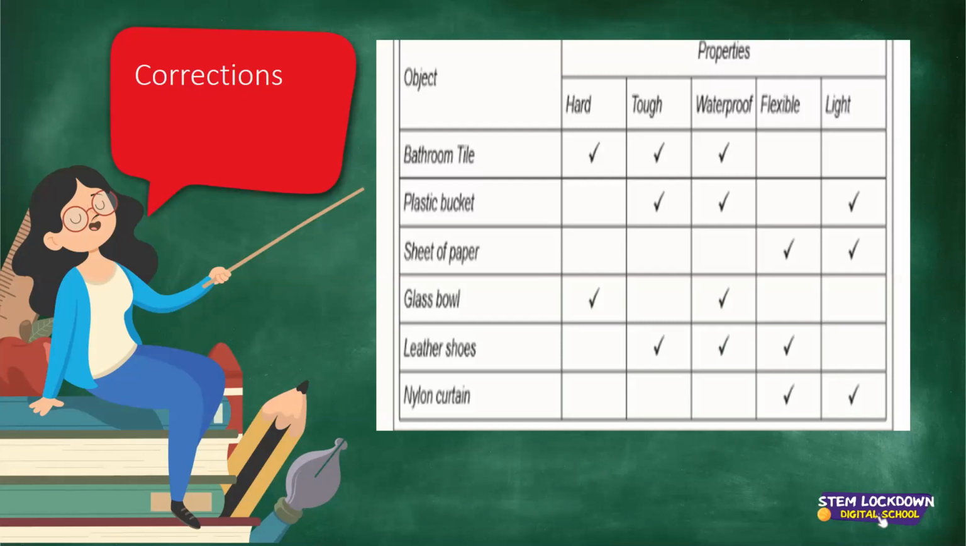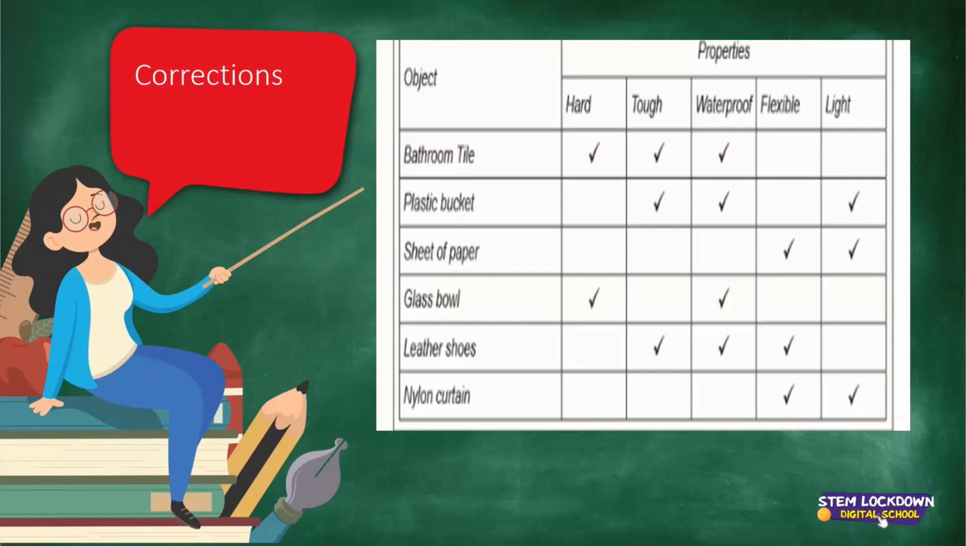And then a sheet of paper, the paper that you use to write on. Is it hard? No. Is it tough? No, because once you pull it, it tears. Is it waterproof? Absolutely not. Because right now, if you happen to spill juice on top of the paper that you're using to write on, the paper will get wet because it's not waterproof. Is it flexible? Yes. If you take a piece of paper and twist it, you'll see that it can be rolled into something else. So it is flexible. Is a piece of paper light? Yes, it is very, very light.